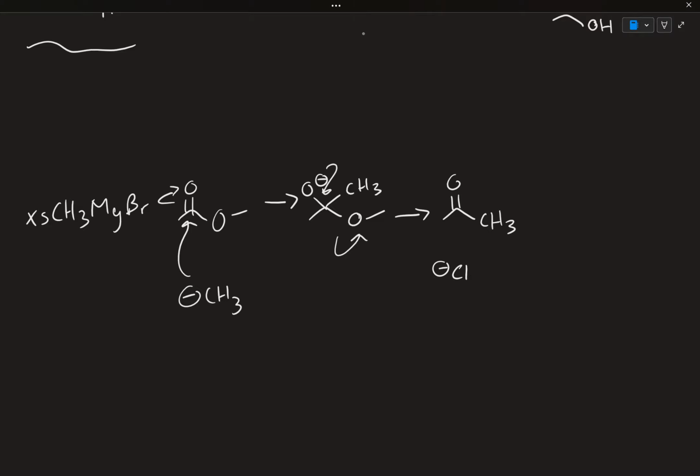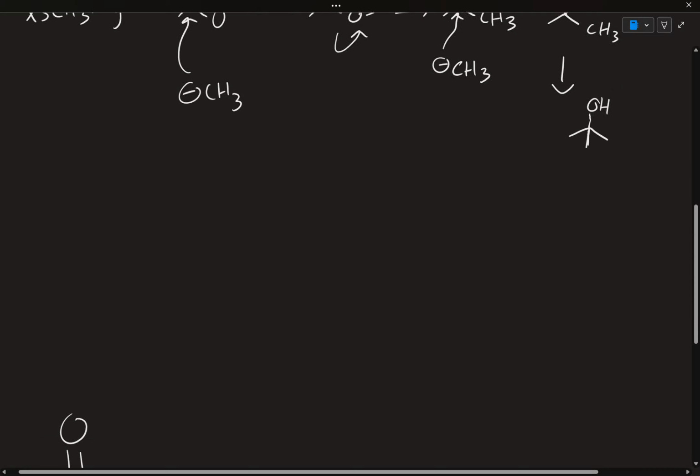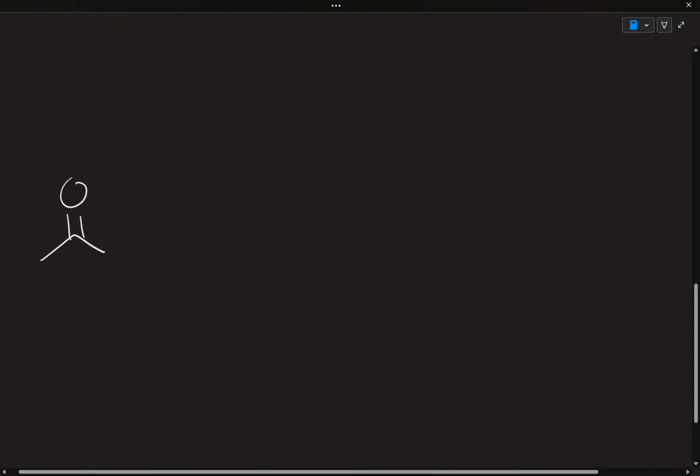Though you may have guessed it, the same reaction will happen again. The pi bond will get kicked off onto the oxygen, and will form this compound, which can then protonate itself, and finally give us a tertiary alcohol.